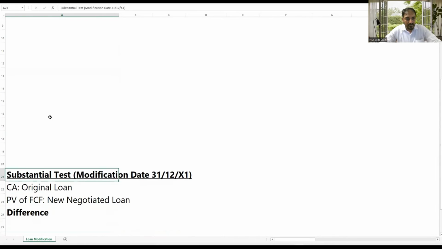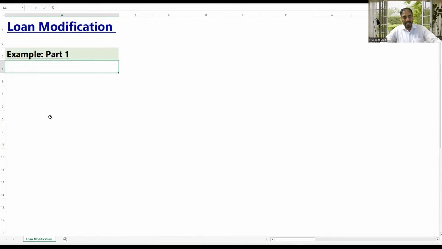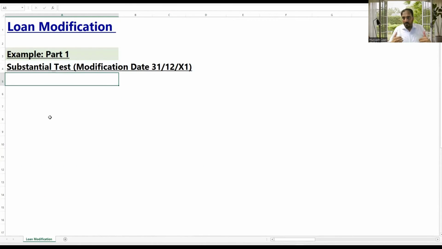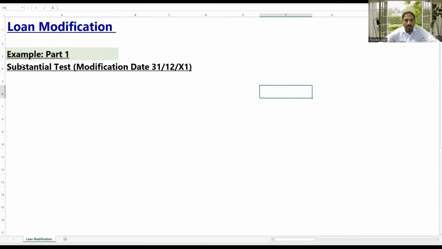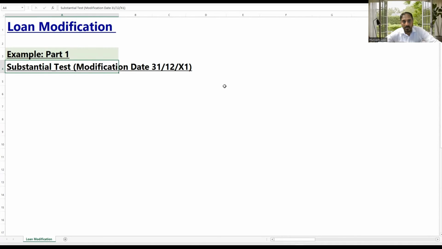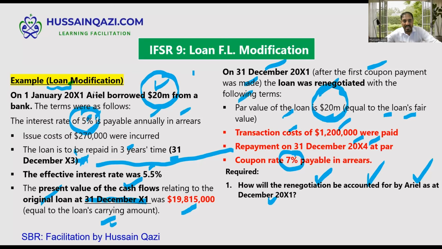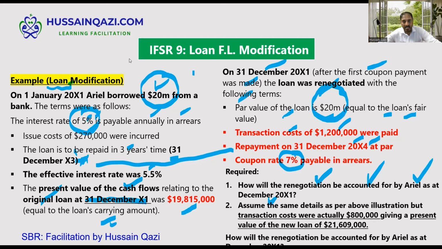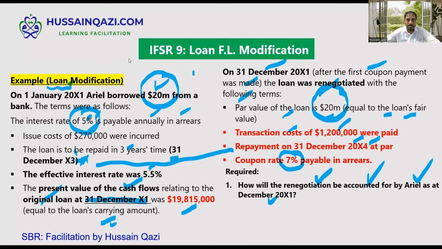Number 1. Before applying the loan modification accounting, first of all, we need to make a substantial test. At what date? At the date of loan modification. And that is 31st December X1.